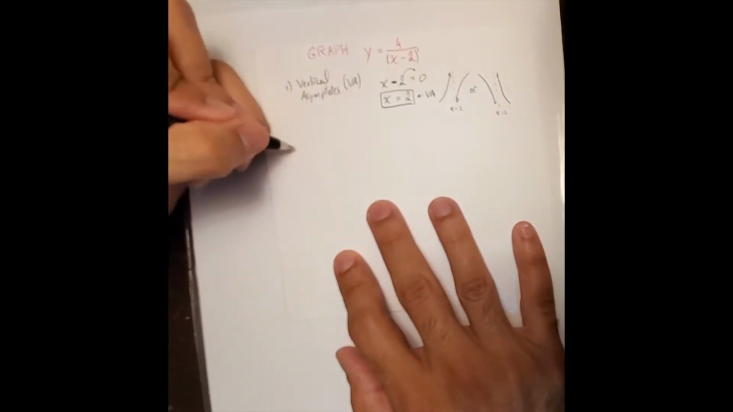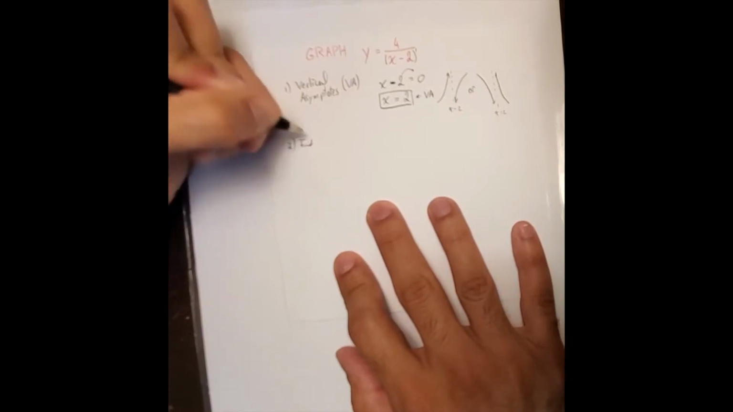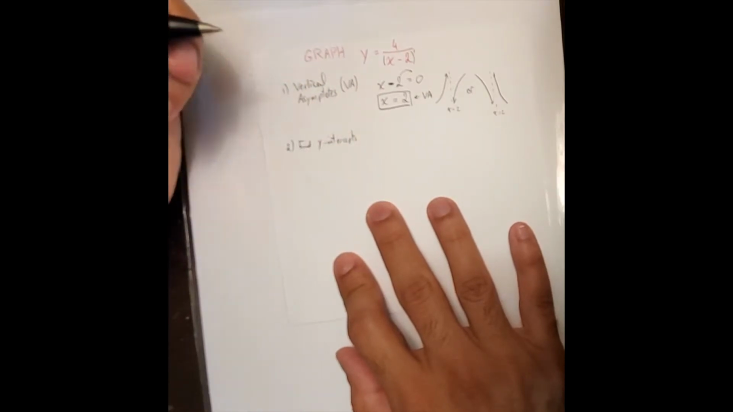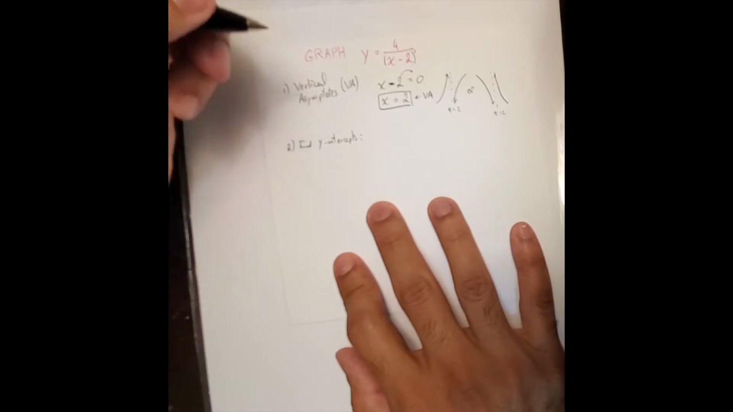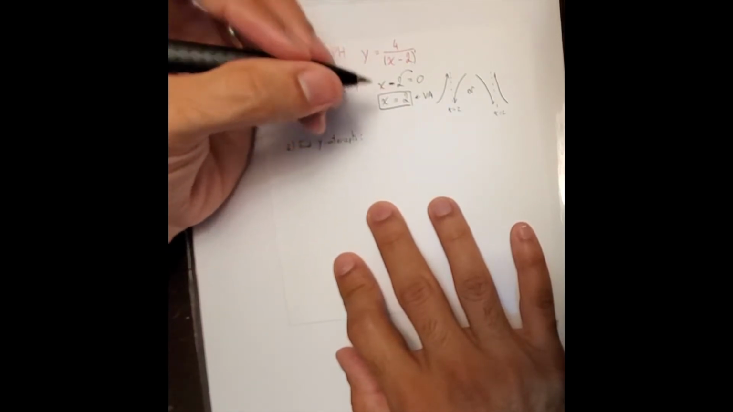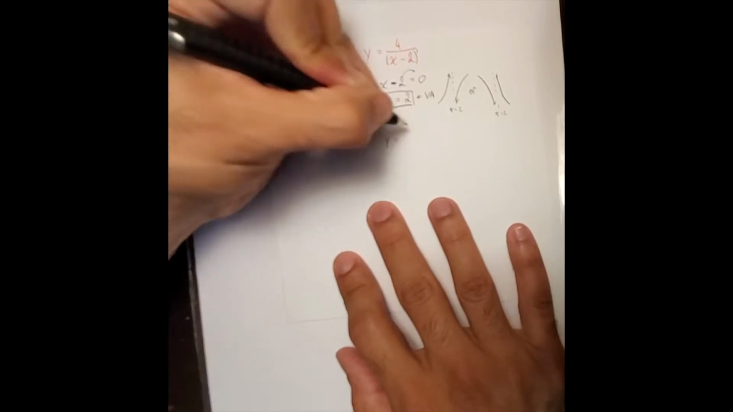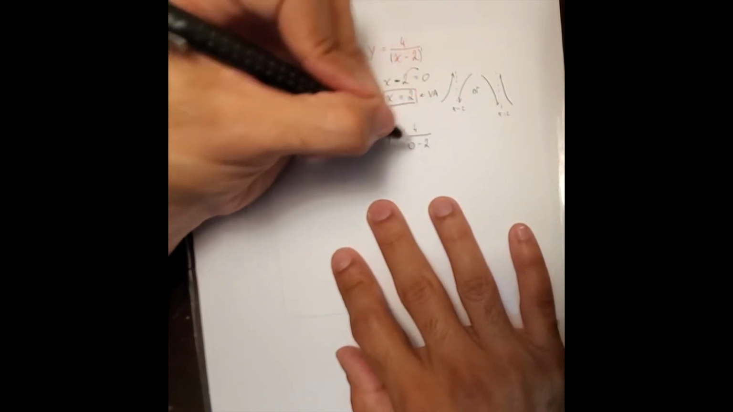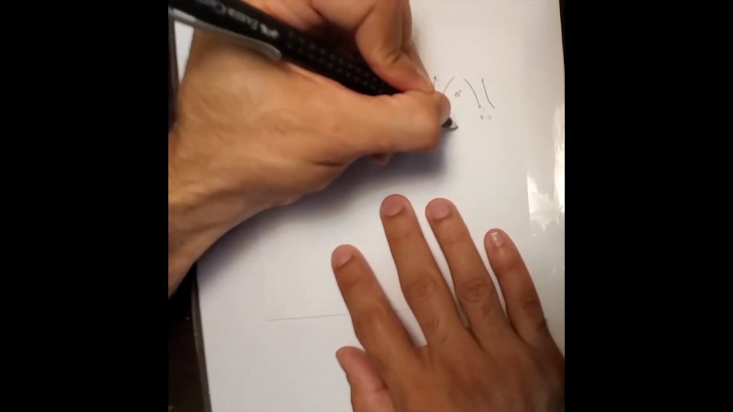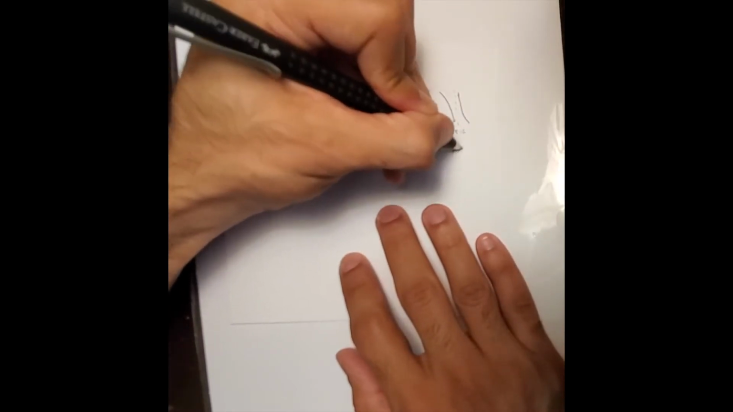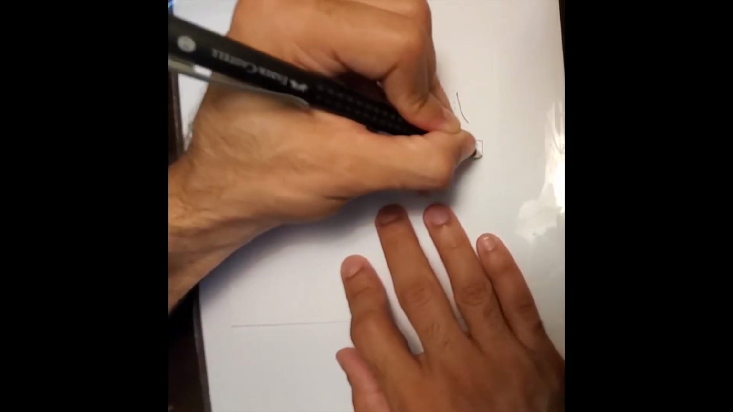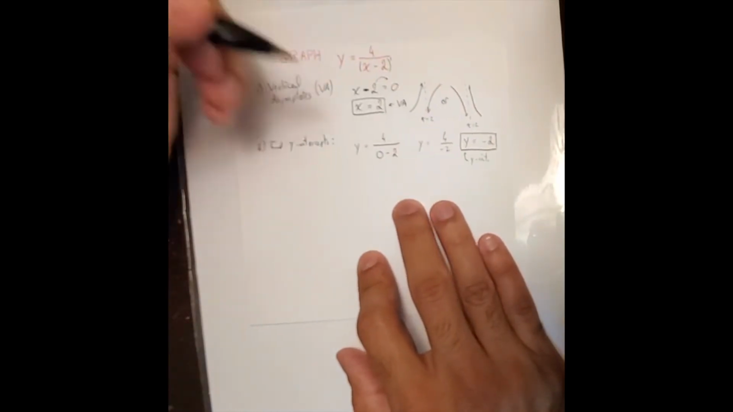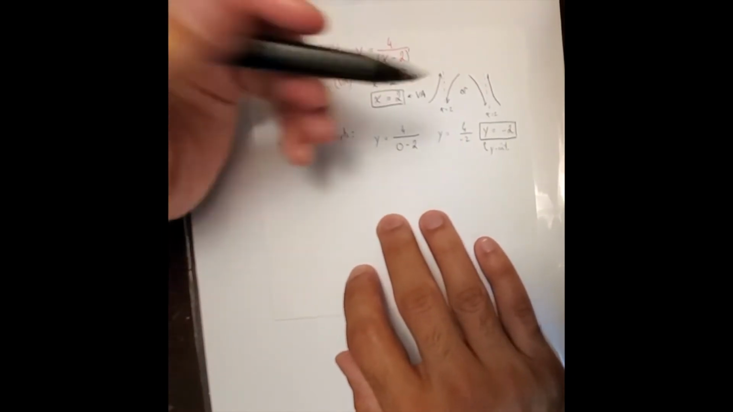Next thing you do is find the y-intercept. To find the y-intercept, you simply set x equal to 0 in your equation. So y is going to be equal to 4 over 0 minus 2. And you simplify. y is going to be 4 over negative 2. That means y is going to be negative 2. This is our y-intercept. That means on the y-axis, you have to put that point. It means that the graph passes through negative 2.